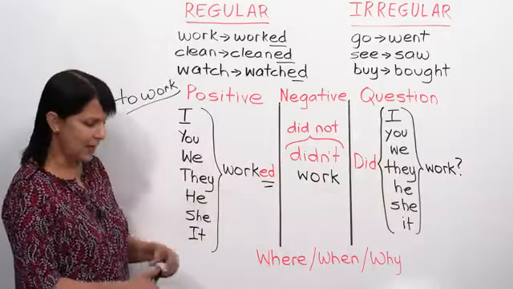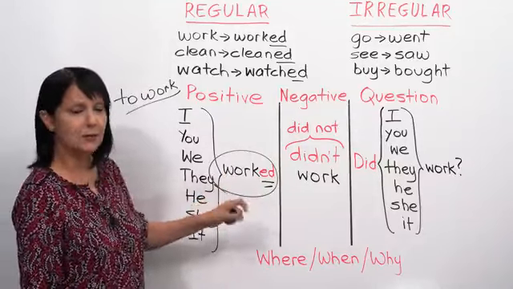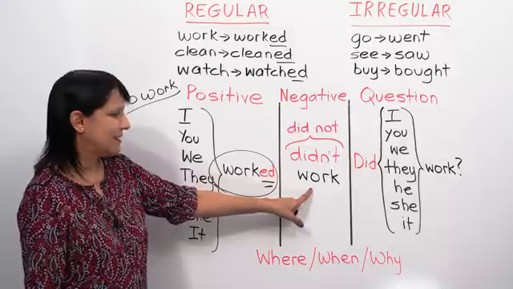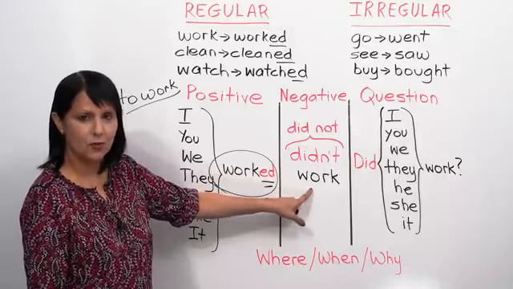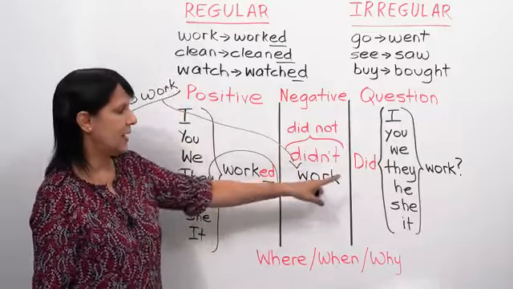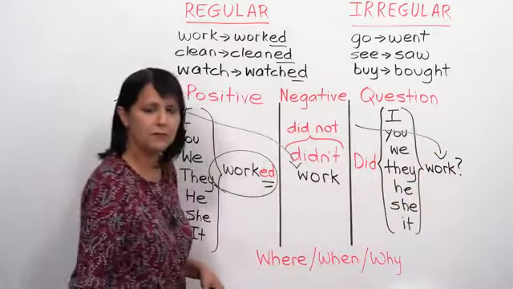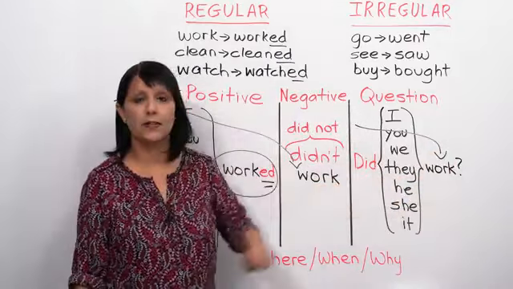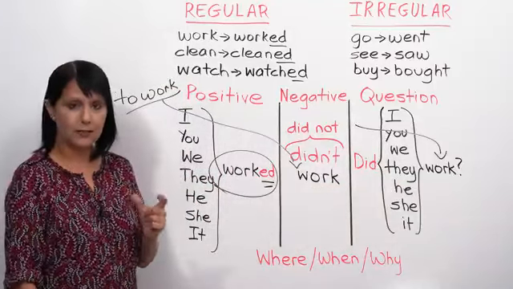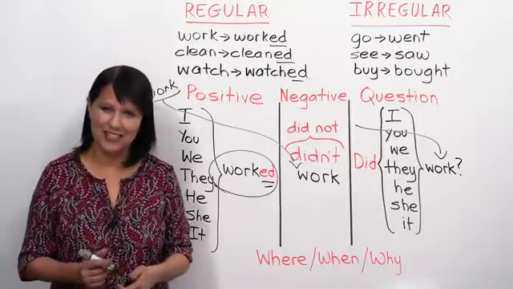Here, we had to change the verb, right? In the positive sentence, the verb changed. We added that ed and we said, they worked. But here, what happened? We came back to the base form of the verb, right? We just said they didn't work. And what happened with the question? We came back to the base form of the verb. We said, did they work? So the only place where you really need to change the verb at all, the regular verb, is here in a positive or affirmative sentence.